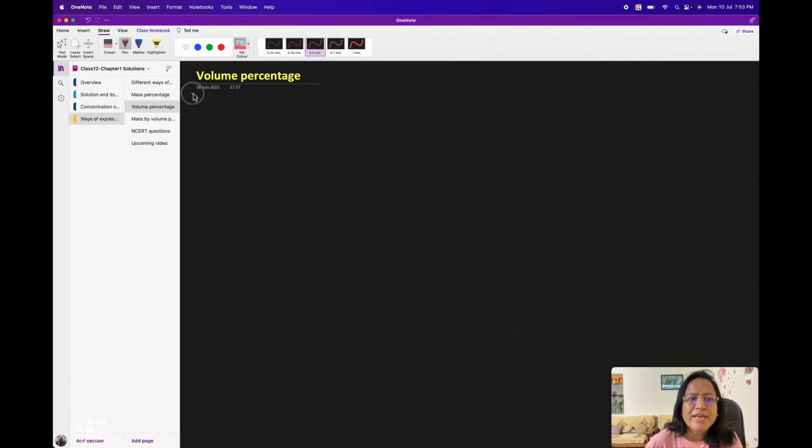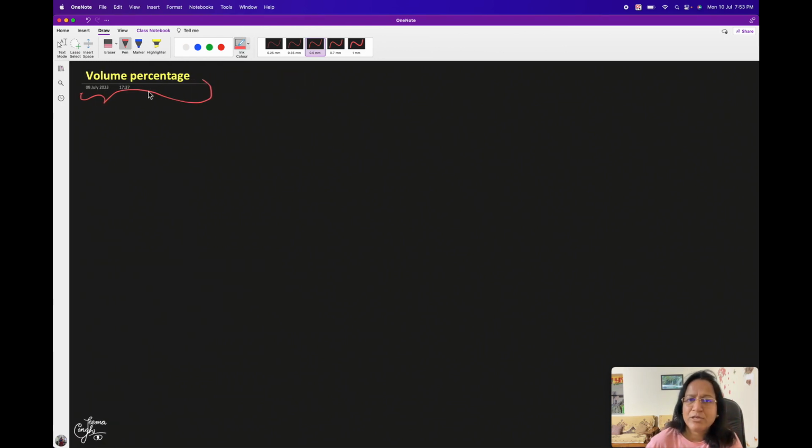So the next way of expressing concentration is as volume percentage, right? So if you know mass percentage, you don't have to cram volume percentage or the next one which I'm going to discuss, mass by volume percentage, right? You need to understand here we are going to talk in terms of volume, milliliters, liters. Basically it goes with liquid solutions. So what is the formula? First of all, it is going to be represented as V by V, okay, volume by volume. So you can also call it as volume by volume percentage, right?